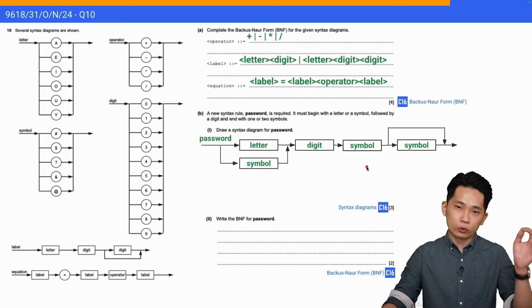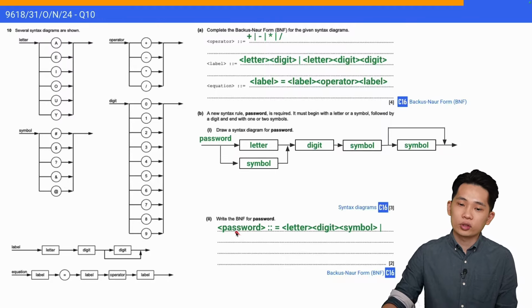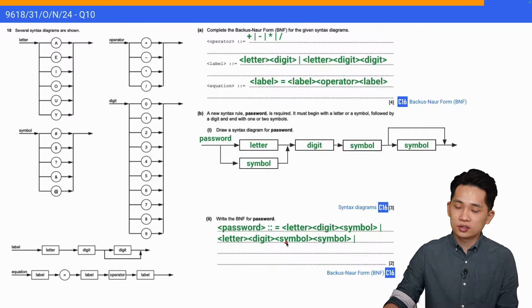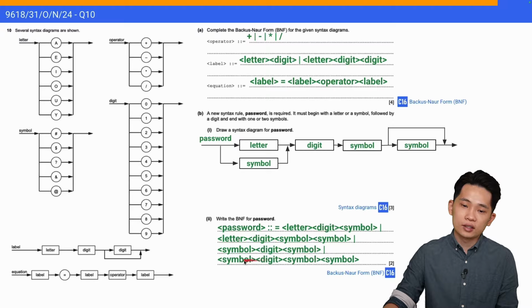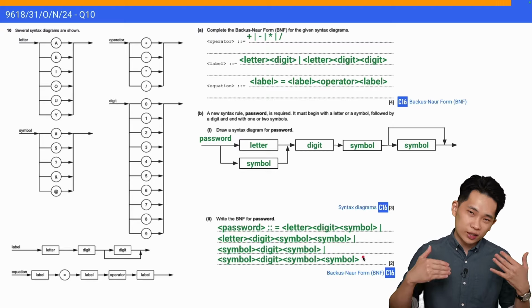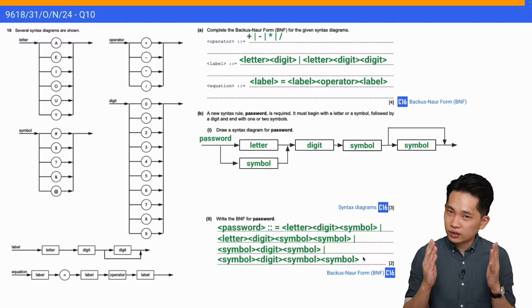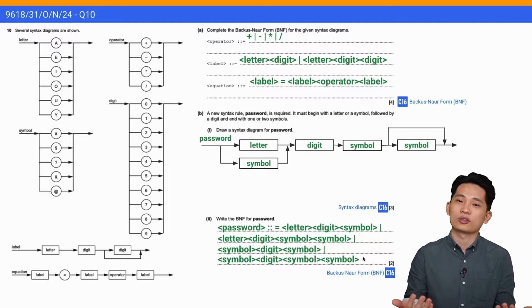And then we just have to convert this into wording form, which is this solution here. So password is equal to letter, digit, symbol, and then an or statement here. And then next will be letter, digit, symbol, symbol, and then symbol, digit, symbol, and finally symbol, digit, symbol, symbol. So once you know how to break down a syntax diagram, it's actually not very difficult, and I would say that this question 10 is actually a 3-mark question.